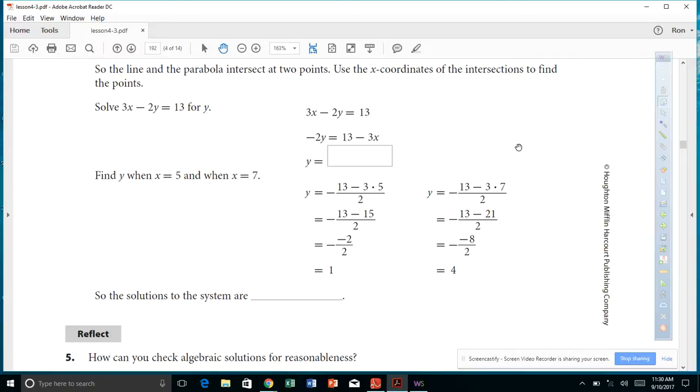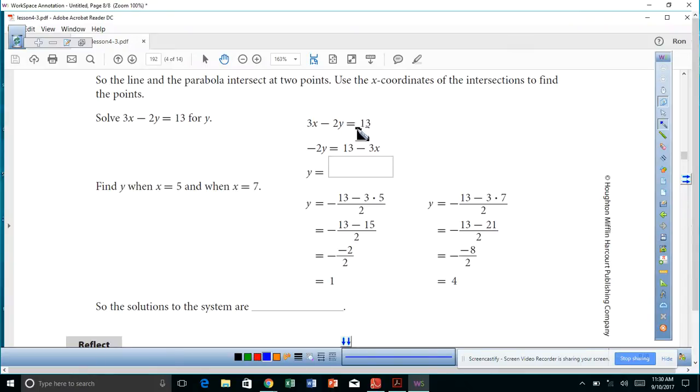So solve 3x minus 2y equals 13 for y. So 3x minus 2y equals 13. We're subtracting 3x from both sides. It looks like we're going to divide both sides by negative 2. And we're going to get y equals 13 minus 3x, all divided by 2.